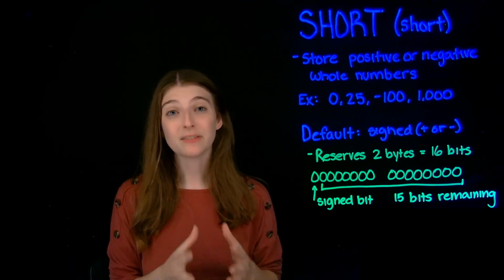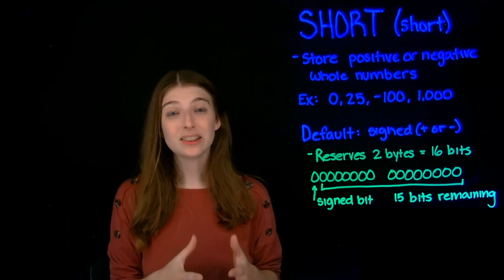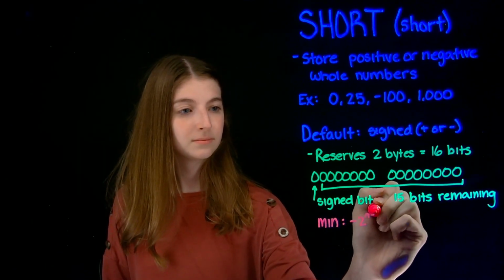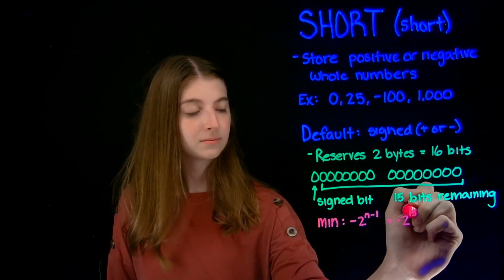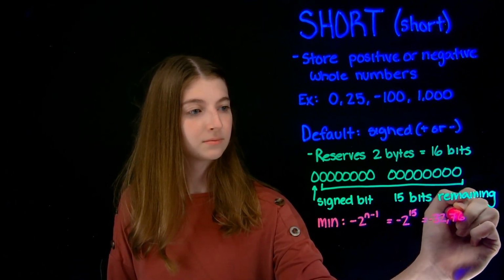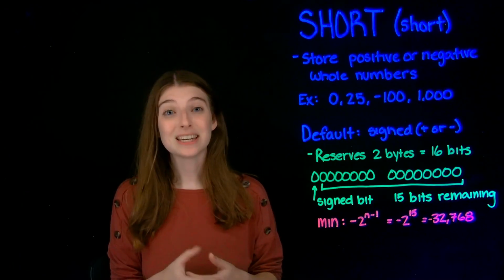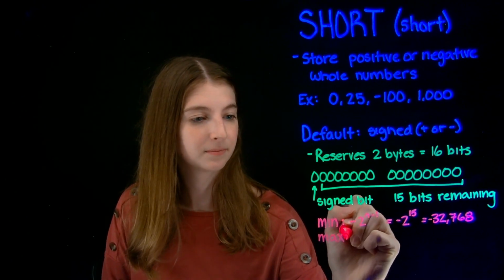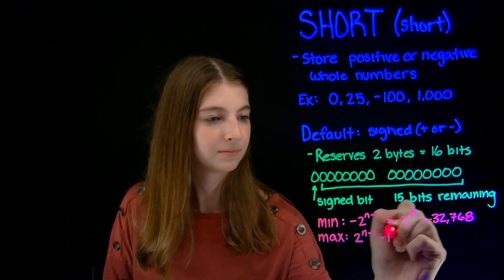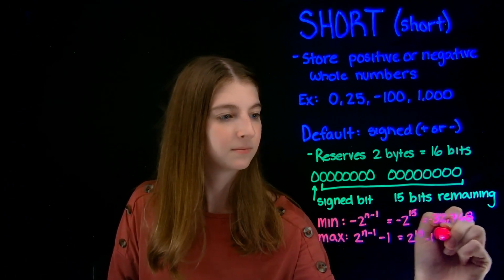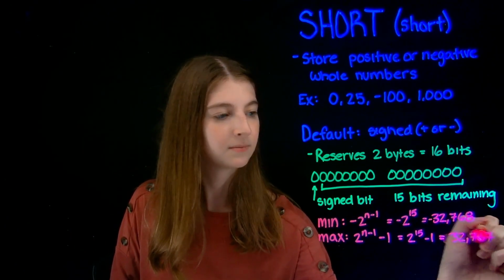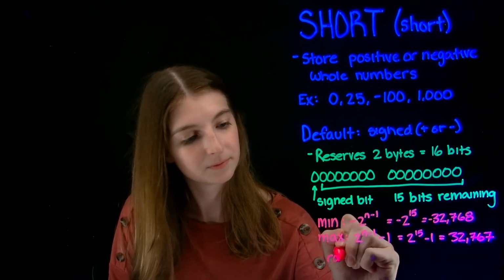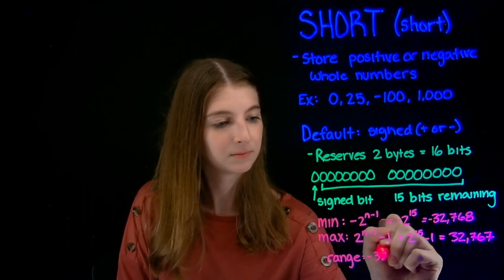So to find the limit of a signed short, it's the same way as finding the limit of a signed integer. The minimum value, we take -2 to the n minus 1, which is going to be -2 to the 15th power because we only have 15 bits available to us. That'll end up giving us -32,768. To find the max, it's the same thing. 2 to the n minus 1 minus 1, because we're going to start at 0 and not 1, which will give us 2 to the 15th power minus 1, which is 32,767.